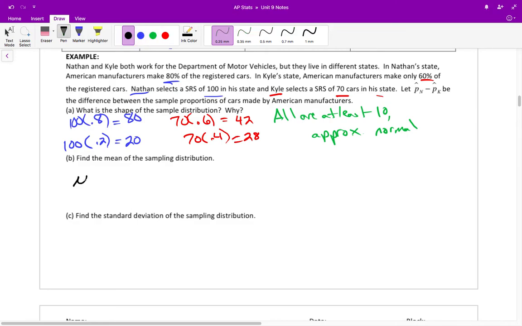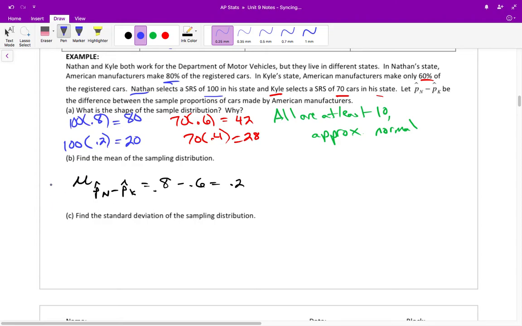Okay, so now finding the mean, which is going to be the easy one. If you want to find the mean, and keep in mind we're taking p hat for n, so for Nathan, minus p hat for k for Kyle, which would be taking 0.8 minus 0.6, which ends up being 0.2, so about 20%. That would be your mean. Okay, now last one here, find the standard deviation.